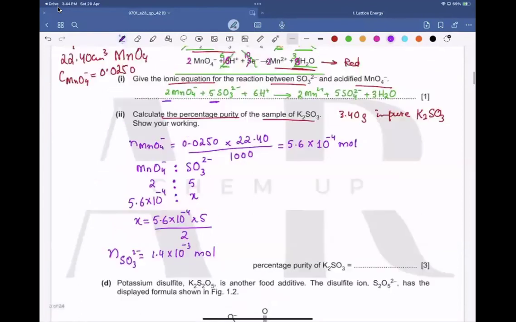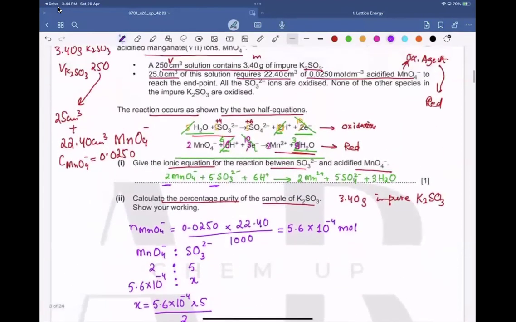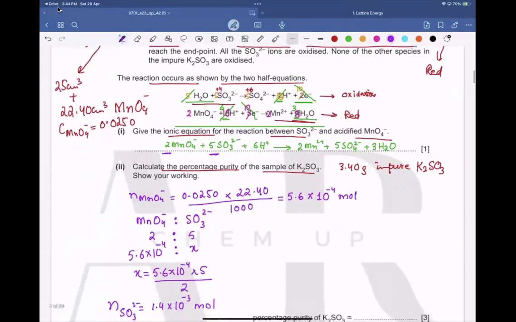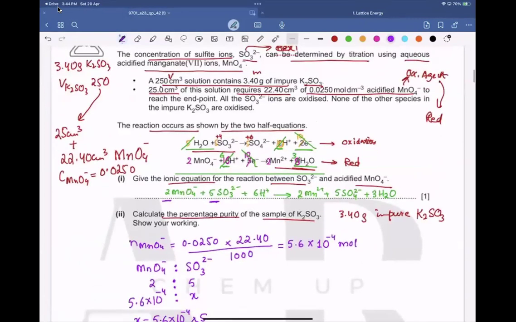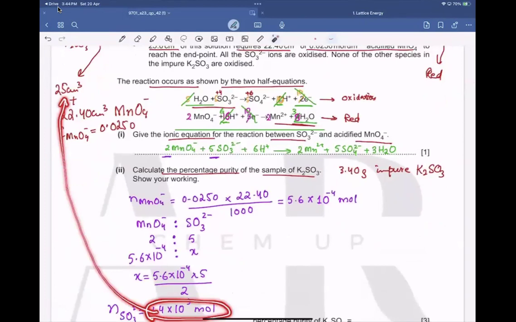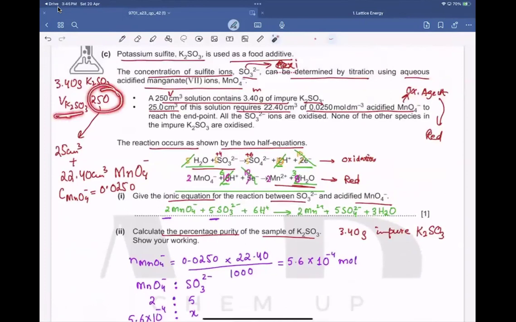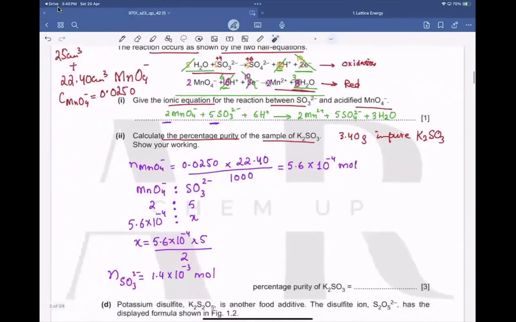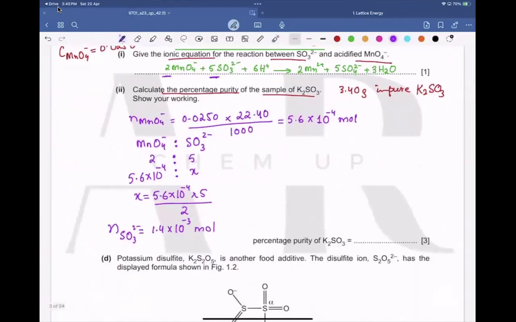Now, if I ask you, in which volume are these moles present? Can anyone tell me? These moles that we have found over here. Yes, very good, Ahmed. These moles are there because this much volume of permanganate reacts with 25 centimeter cube. Yes, very good, Mariam. So the moles that I have identified over here are actually present in 25 centimeter cube, isn't it? But the total potassium sulfite is present in 250 centimeter cube. So I have to first figure out the moles in 250 centimeter cube.